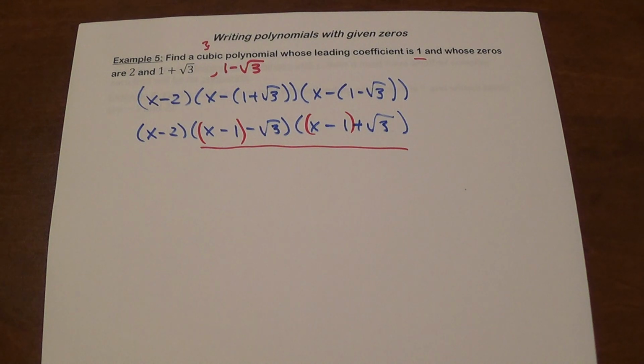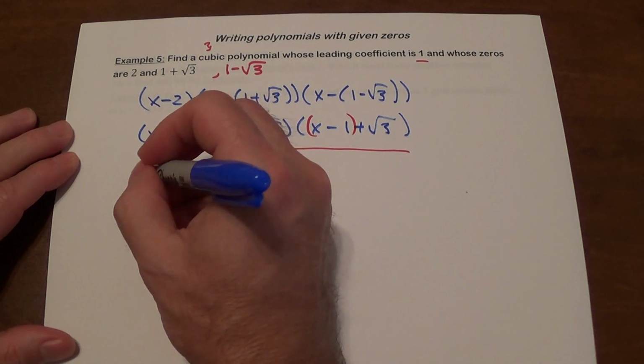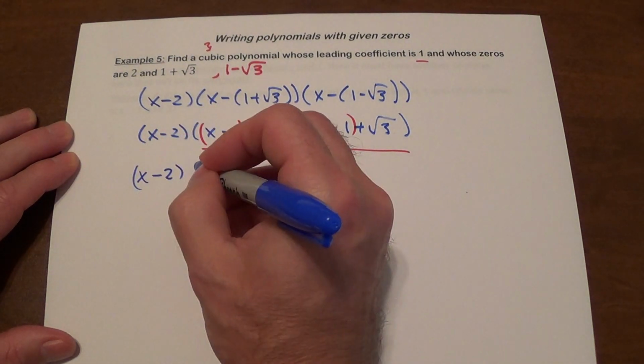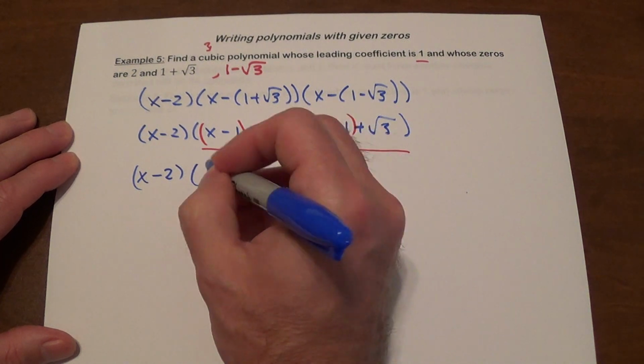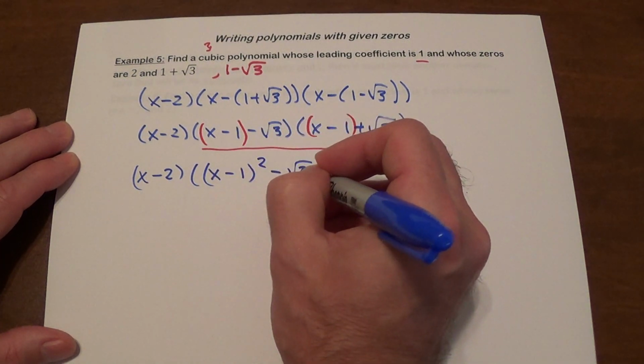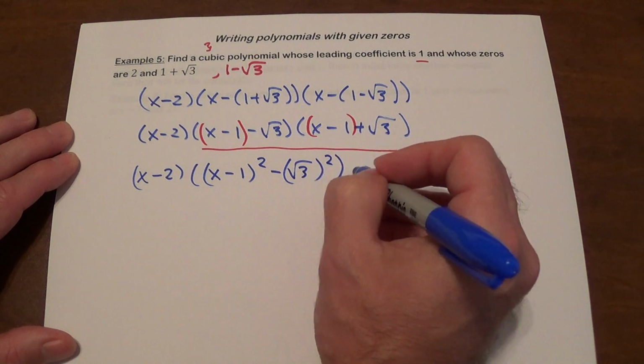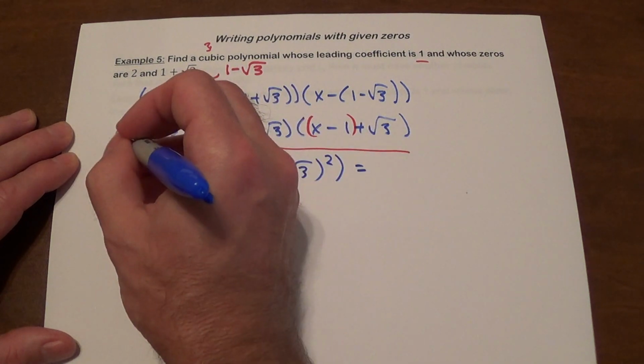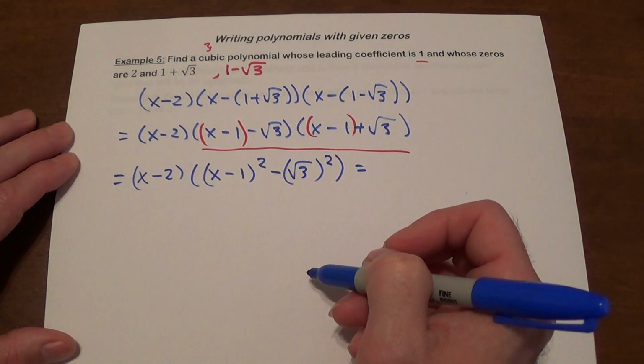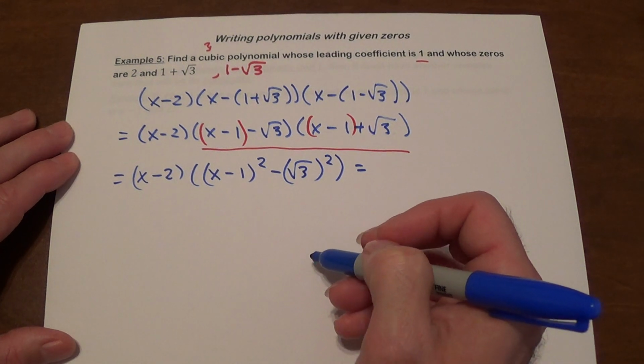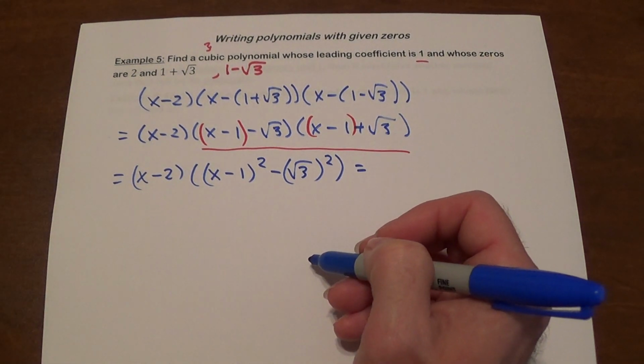So what you do is you continue it like this. You keep that for now. Here you're going to do x minus 1 squared minus square root of 3 squared. Trust me, this will save you a ton of time and it will help you avoid mistakes. So we get that, right?